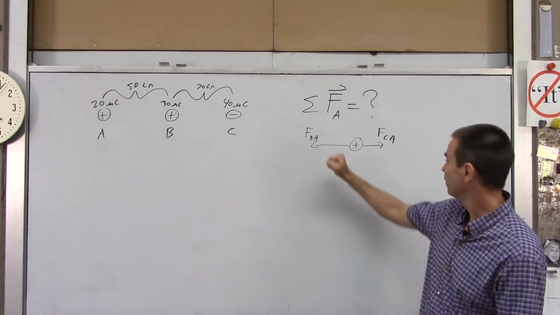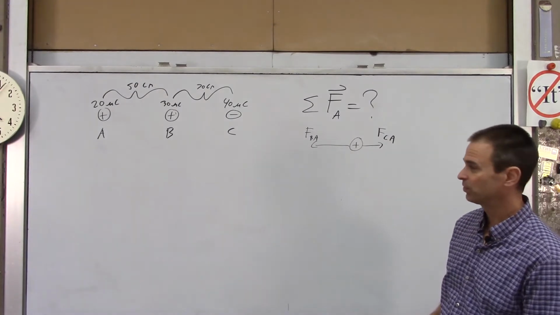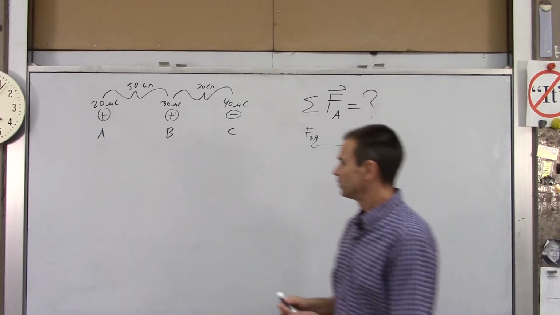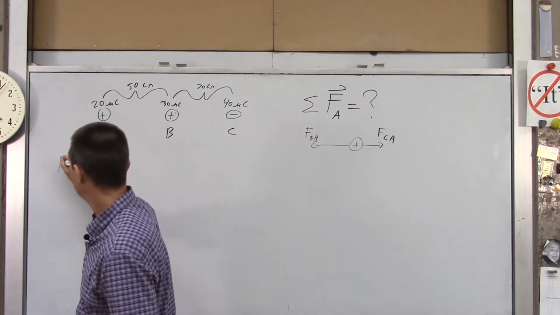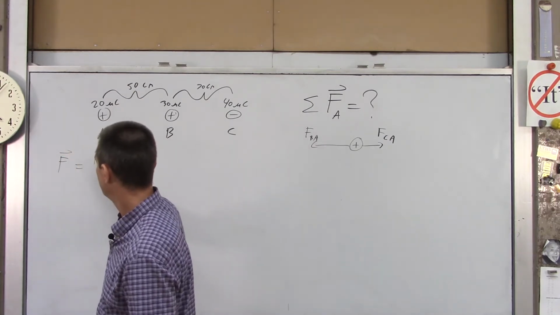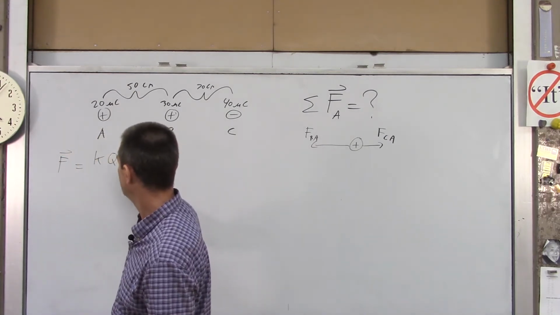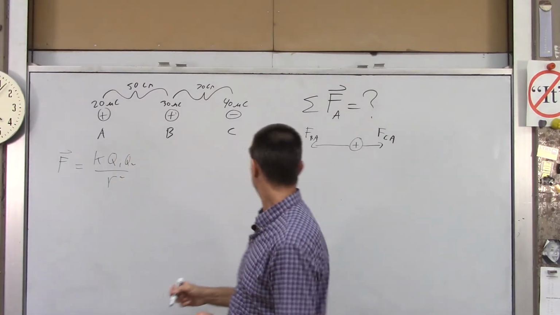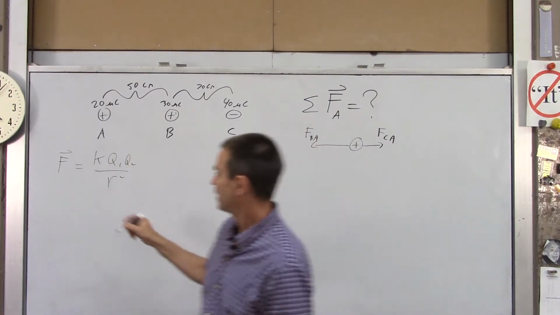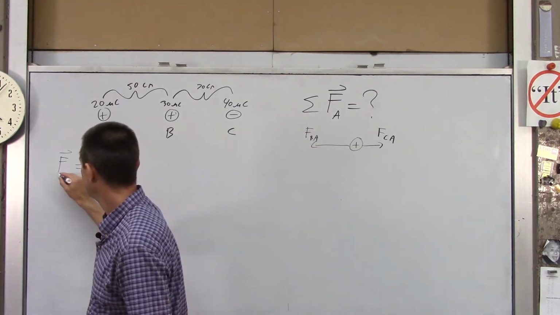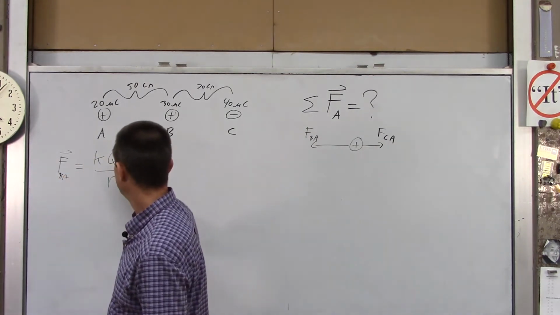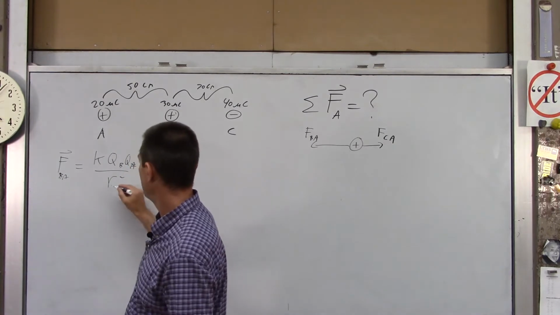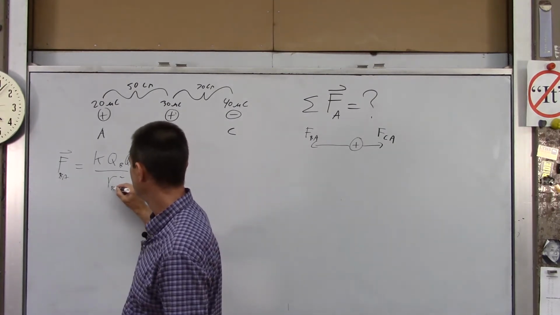Now, we're going to find the magnitudes of each of these forces, and we're going to use Coulomb's law to do it. Coulomb's law says the force between two charges is equal to the electric constant K times Q1 times Q2 over R squared. So we'll start with the force of B on A. I'll label this BA. This will be charge B, this will be charge A, and this is the distance from B to A.